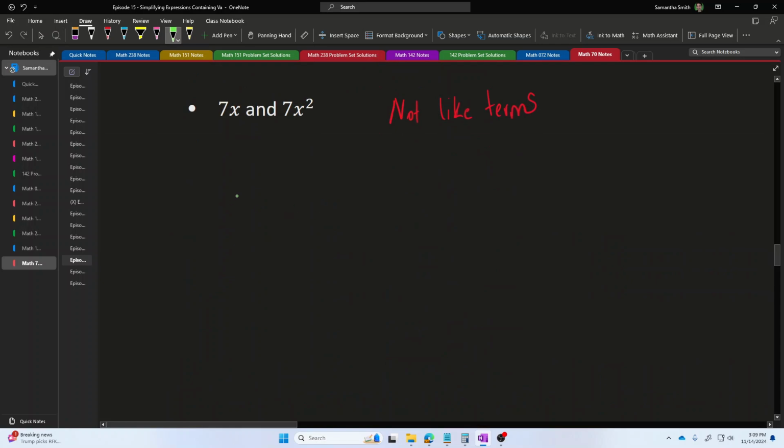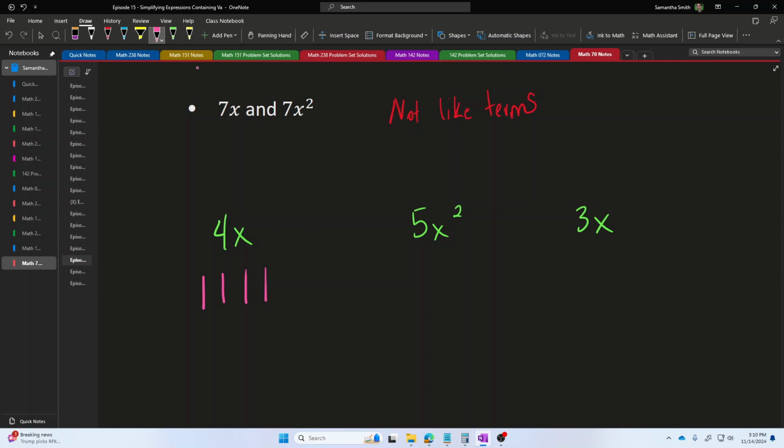If I wanted to think about like terms visually, if I wanted to think about, for example, 4x versus 5x squared versus 3x, the way that I might think about four x's is as a pile of four straight lines, representing each x by a straight line segment. And likewise, this pile of three x's would be a pile of three lines. But this pile of 5x squareds, I might think about as a pile of 5 squares.